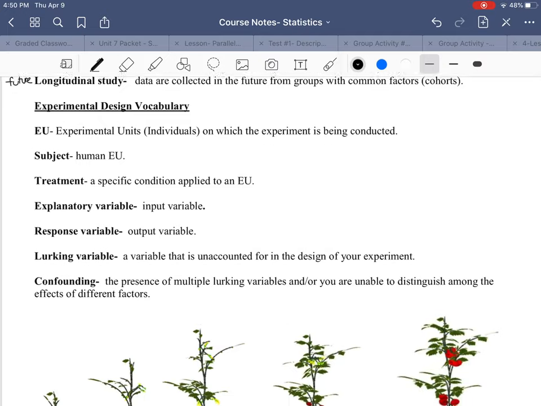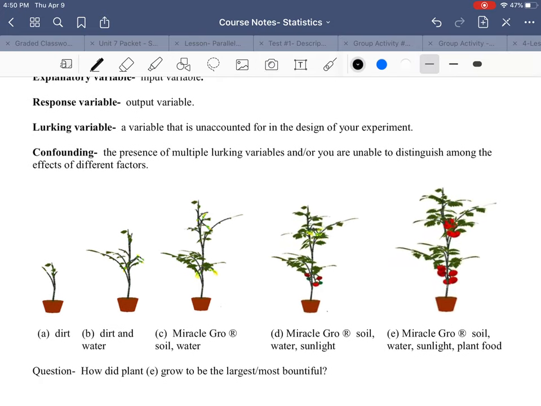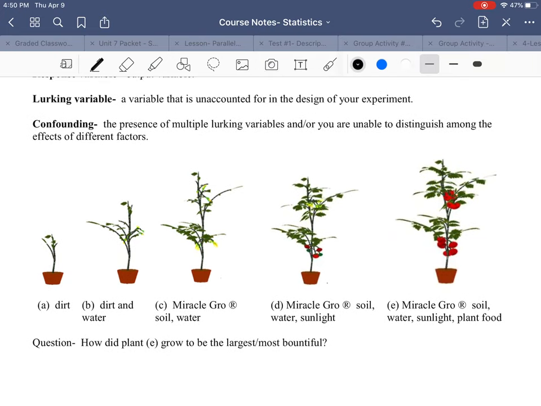Response variable is what you hope to get out of it. Pain relief, lower blood pressure, whatever. Lurking variables are, it says here, variables unaccounted for in the design of your experiment, but also variables that come into play not because you neglected them, but because you didn't know that they existed to begin with. All right, so unintended consequences really is what we're talking about here.